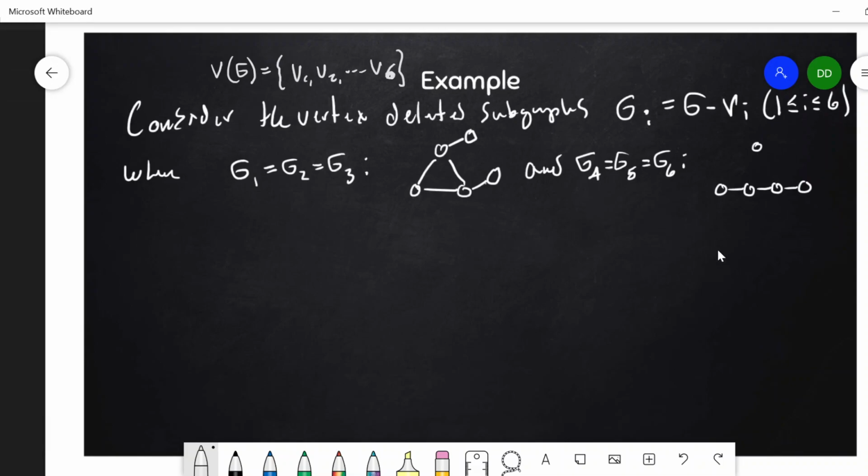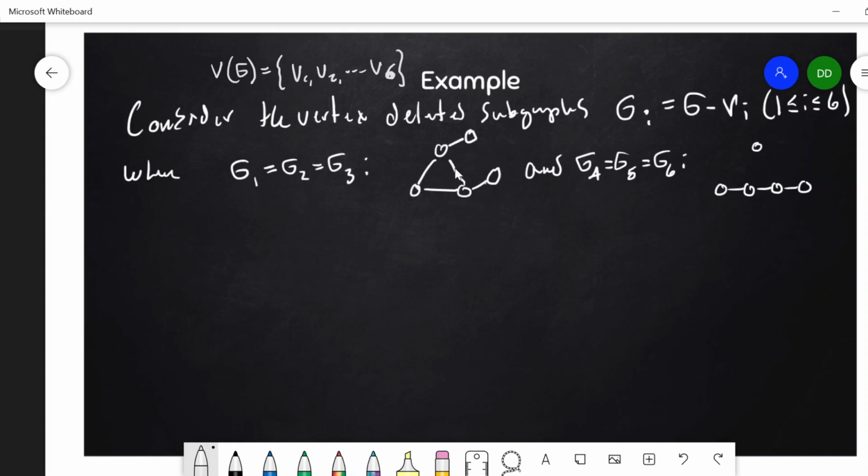And is there another graph? If we can determine one graph that has these as its vertex deleted subgraphs, is it possible that there's another graph with these as its vertex deleted subgraphs? We're going to get more into problems like this in the next video. What I'll say now is yes, these vertex deleted subgraphs completely determine G.